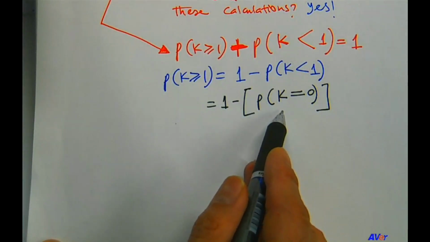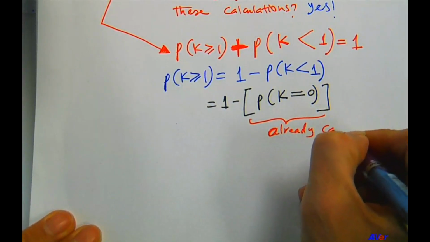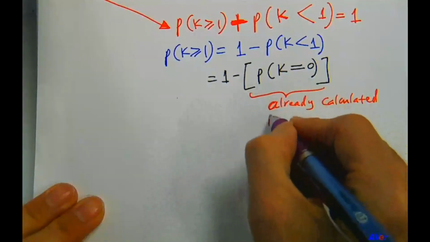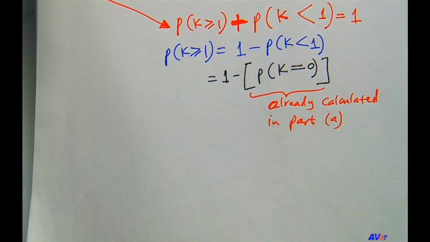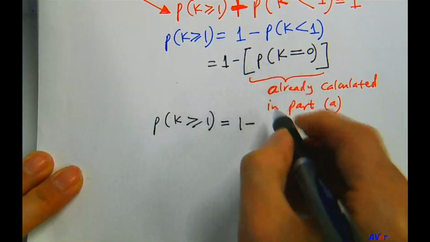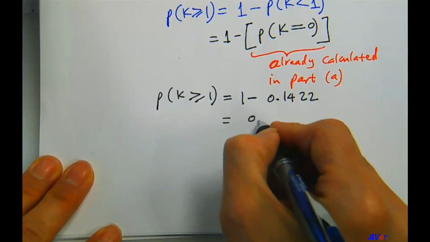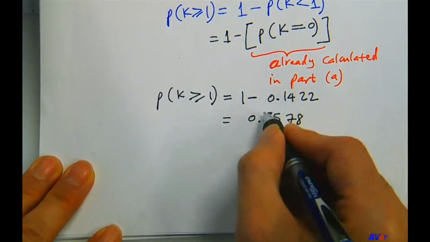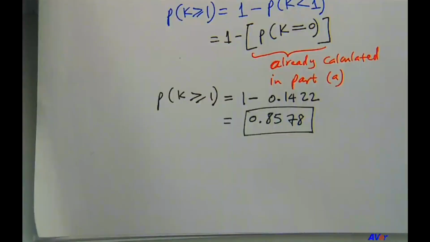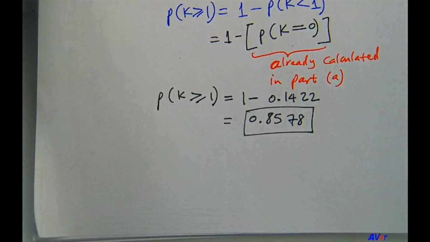But remember, we calculated this already, right? This we've already calculated in part A. So probability of k being greater than or equal to 1 is equal to 1 minus that number, which was 0.1422, and so we have 0.8578. So we didn't even have to use our calculator for this, right? Using the shortcut, and remembering that we already calculated this piece for part A, we didn't even need a calculator. So very quickly we were able to obtain the answer.